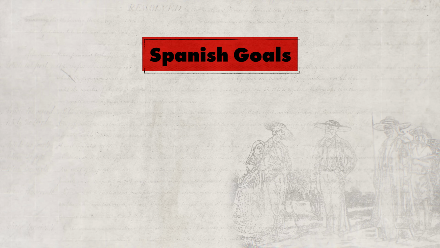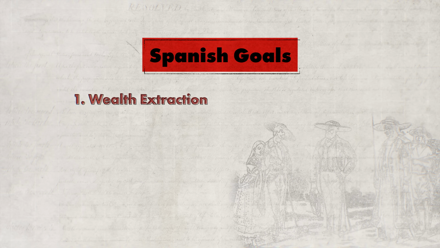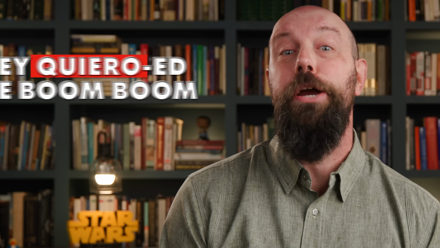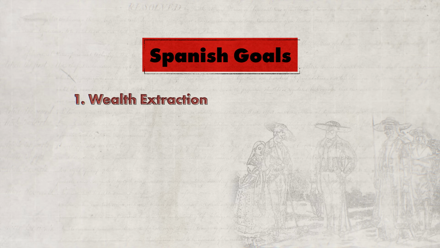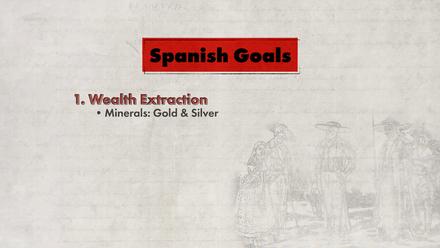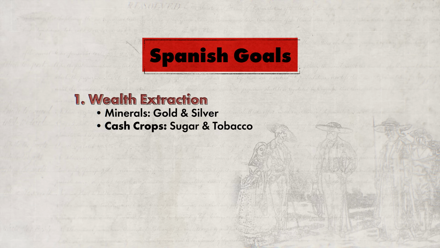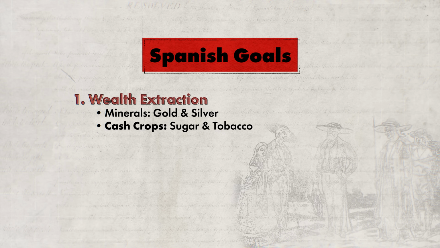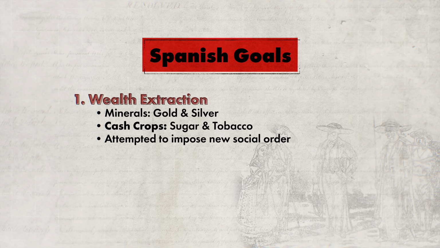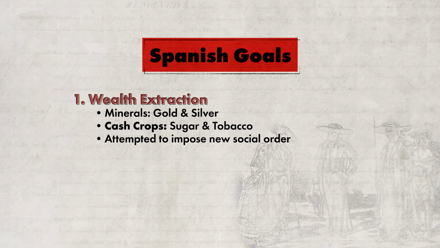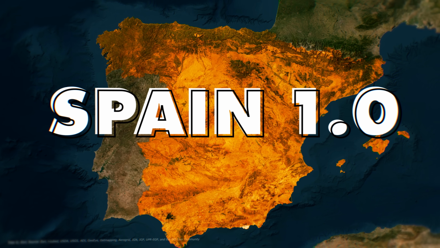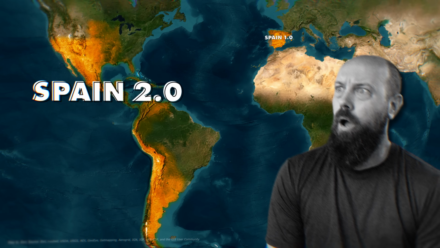And we'll start with the Spanish. So, as you may recall, Spain's main goal in establishing colonies in the Americas was to extract wealth. In other words, they quiero the boom boom. Anyway, at first, that wealth came mostly in the form of minerals like gold and silver, but later it was primarily through the export of cash crops like sugar and tobacco. And so when they started building their empire in the Americas, the Spanish tried to accomplish that goal by imposing an entirely new social order there. In other words, here is Spain 1.0, and then they wanted to make all of this Spain 2.0.